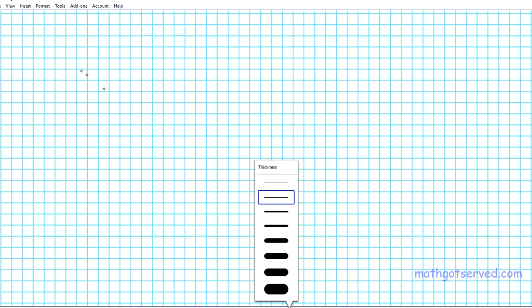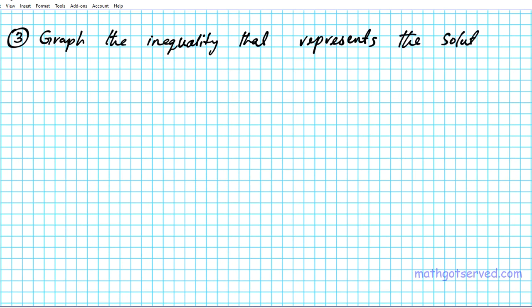Alright, let's take a look at question number 3. So for question 3, we are to graph the inequality that represents the solution of the inequality below.